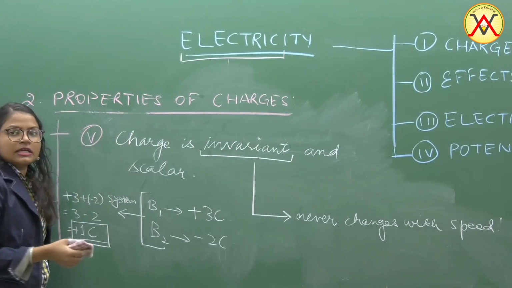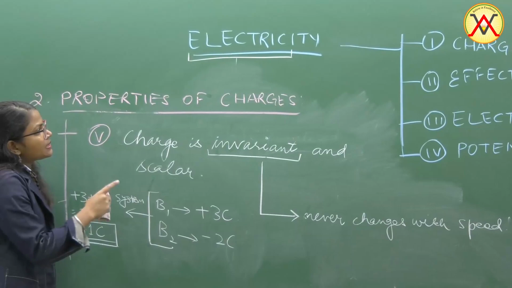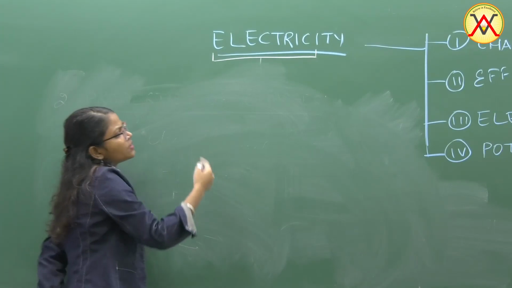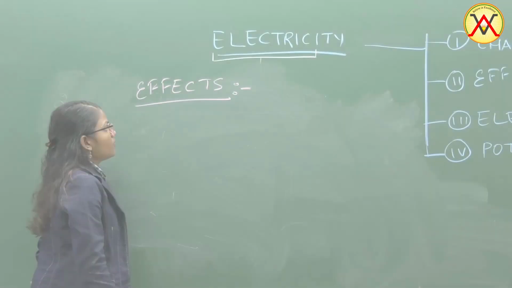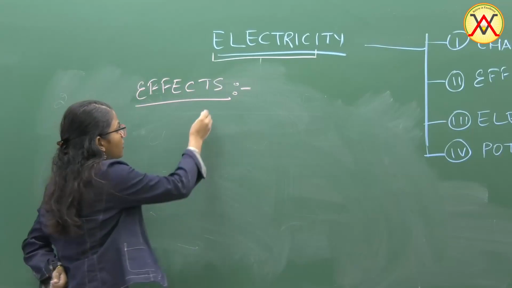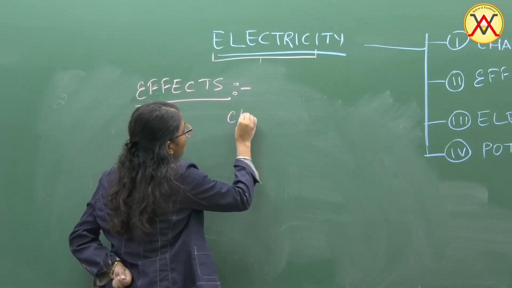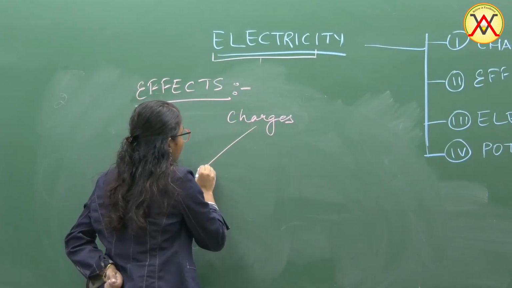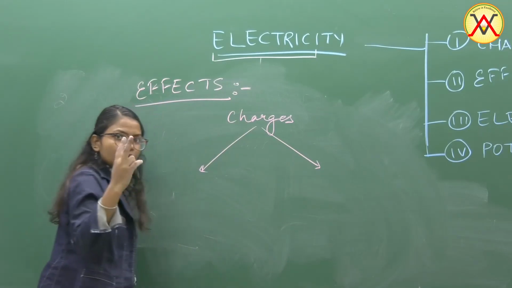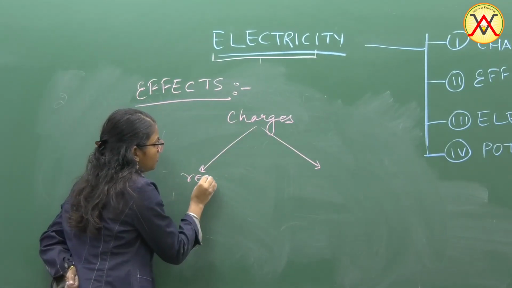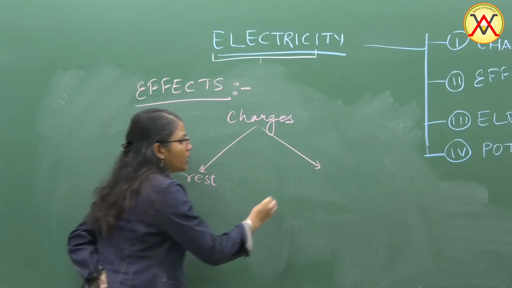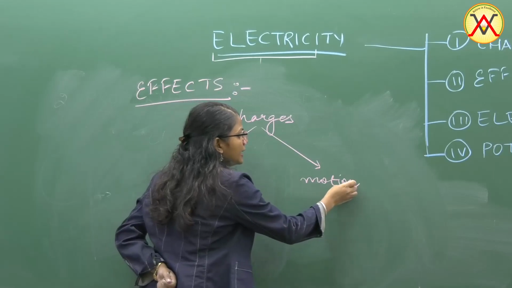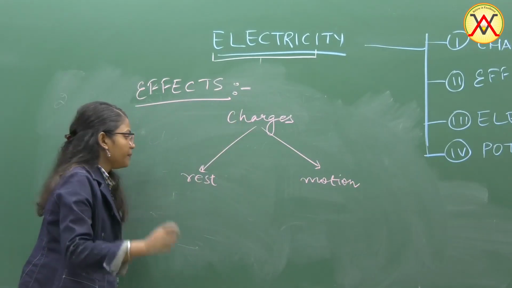This is it in the properties of charges. Now we shall be discussing the effects based on the state of charges. Since we are talking about the effects based on the state of charges, let us discuss the state of charges. Charges could be in two states. One, rest. Another one, motion. Motion could be either uniform or accelerated.